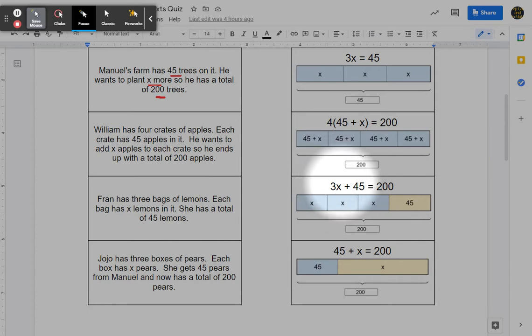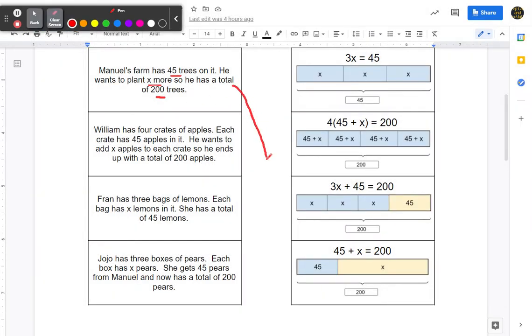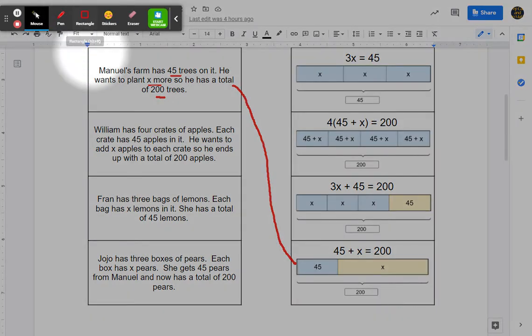Is it 45 plus x is 200? Oh, that sounds right. 45 trees, x more is 200. 45 plus x is 200. So that must be the right answer, so we'll draw a line to there. Good. Let's go to the next one now.